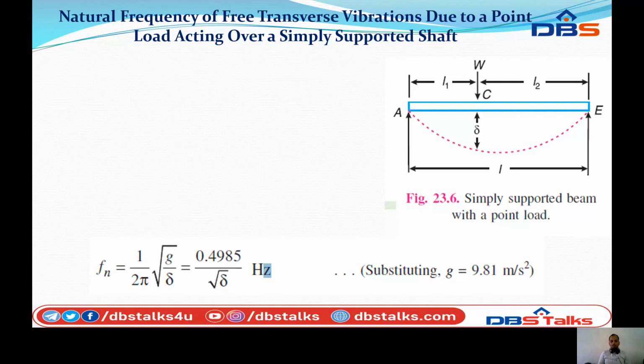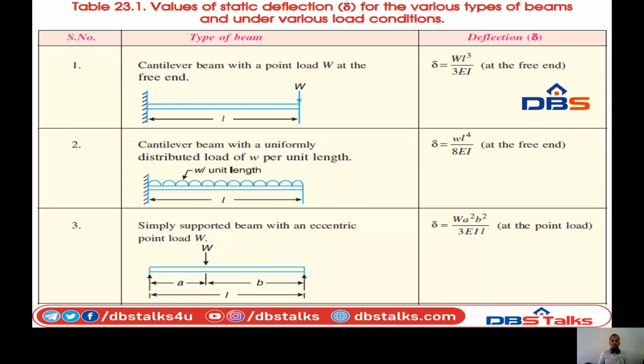But here, for remembering the values of static deflection for various types of beams under various conditions, we are taking them into account. One is a cantilever beam with a point load W at the free end. Here the deflection delta is equal to WL cube by 3EI.